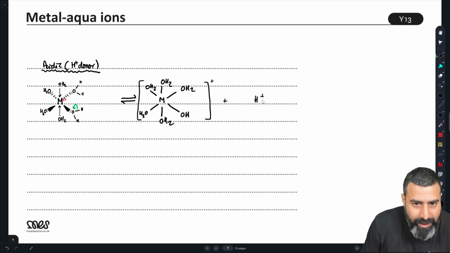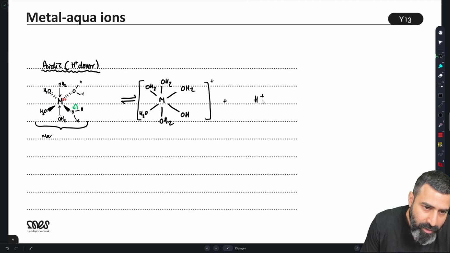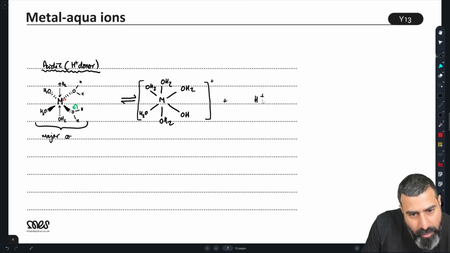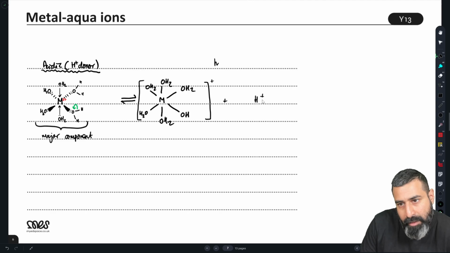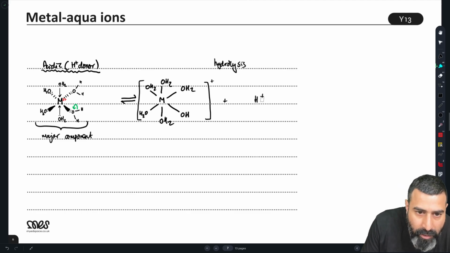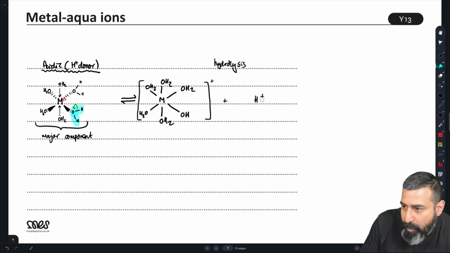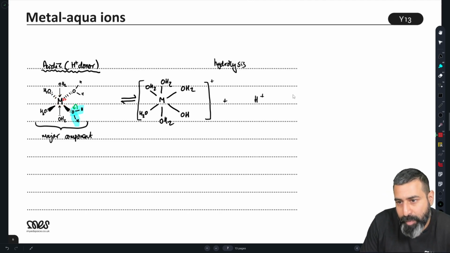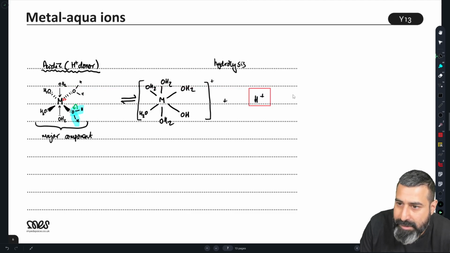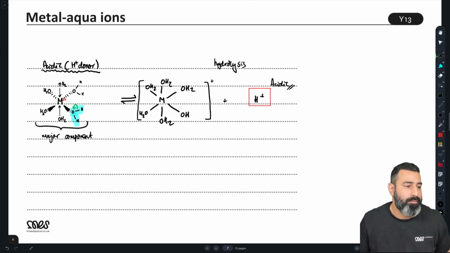So in solution, the equilibrium is way over to the left-hand side. So this is going to be the major component in solution, but we are going to get some hydrolysis occurring, okay? So we are going to get some hydrolysis occurring where that OH bond in the water molecule breaks and the pair of electrons is attracted towards the oxygen due to the charge on the metal center. Okay, and then that gives out an H+ ion, so this species is acidic. So metal aqua ions are acidic in solution.